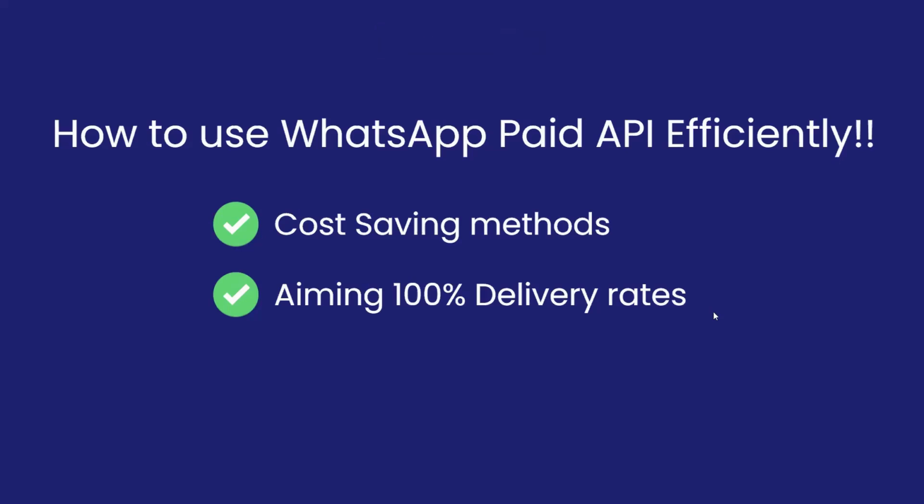We'll start with a session on how to use the WhatsApp paid API efficiently. We will see some of the cost saving methods and how to aim for 100% delivery rates. Nowadays, we are seeing the delivery rates are decreasing, right? So we will see some of the methods which you can follow to increase the delivery rates.